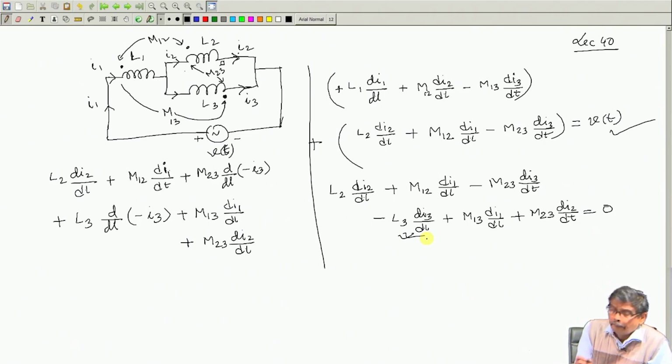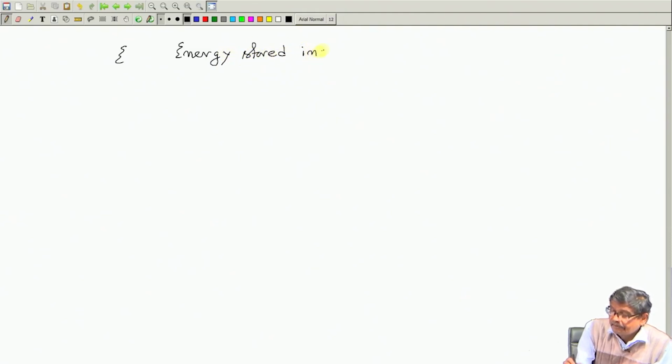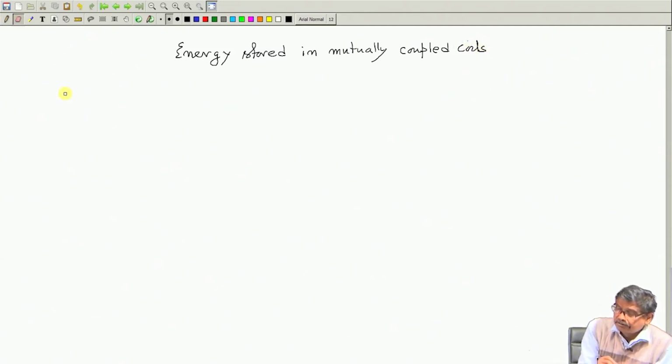Achha, now I will tell you about the energy expression, energy stored in mutually coupled coils. Only 2 coils I will consider, we can find out for many more coils. So, that is what I want to find out.